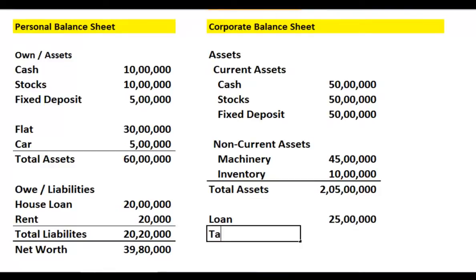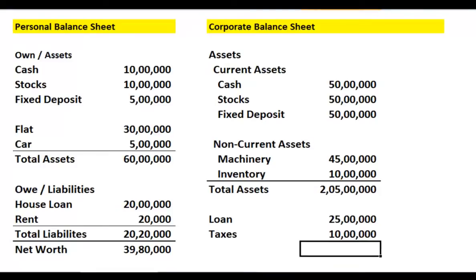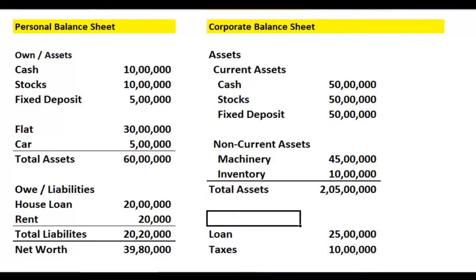Then let's say the company owes taxes to the government. The company pays taxes once a year or twice a year, but it's the middle of that period and the company still has not paid taxes, but they have to make reserves or accumulate those taxes. So the company owes the government, let's say, 10 lakhs in taxes. Now here we are beginning to see liabilities. These are only called liabilities.